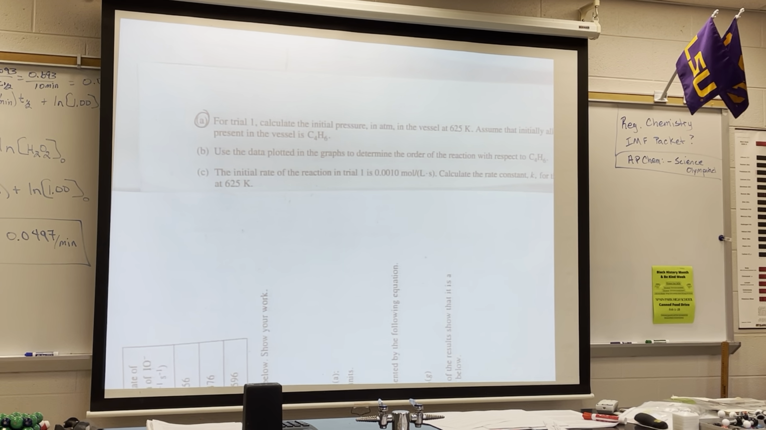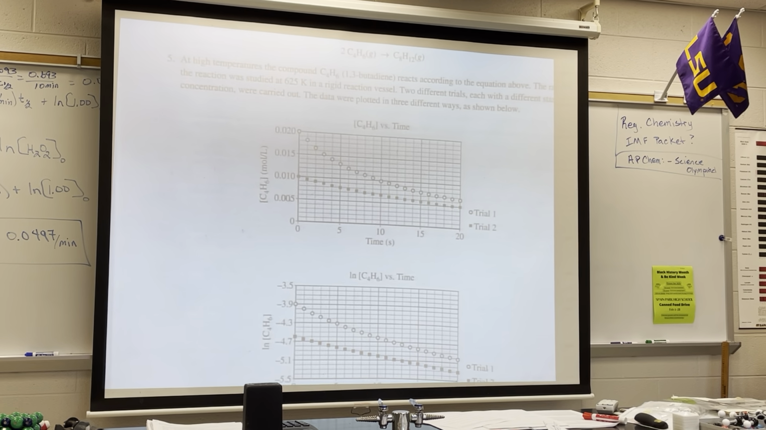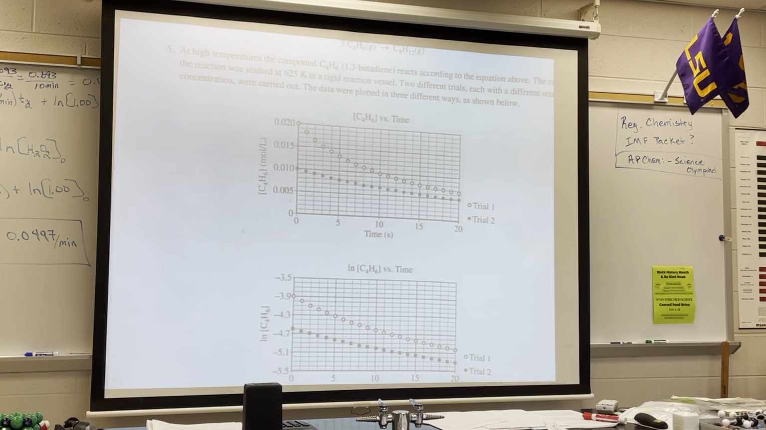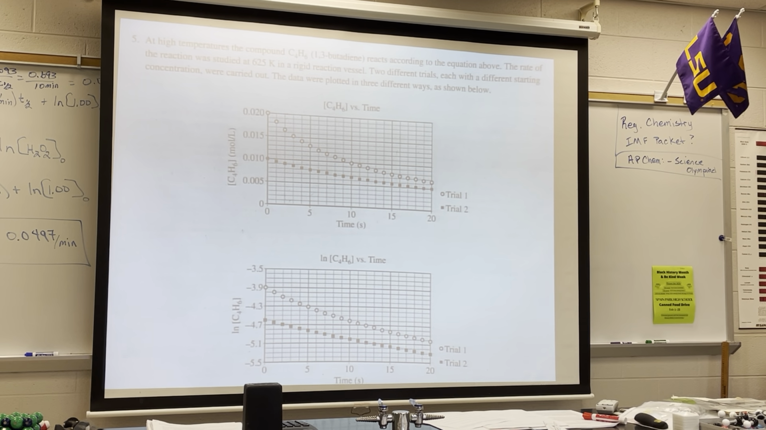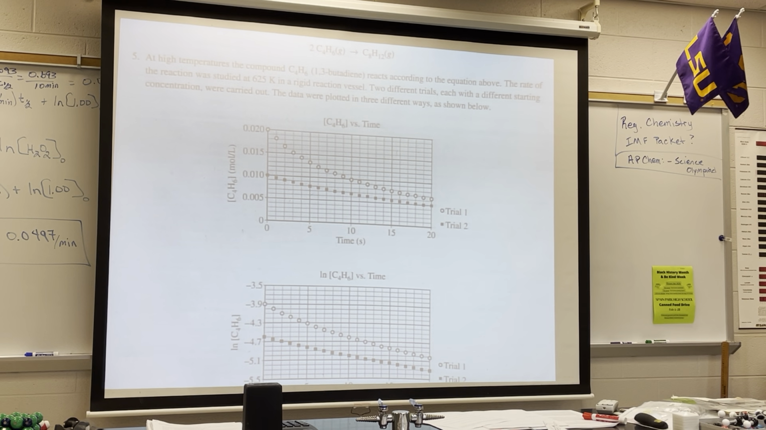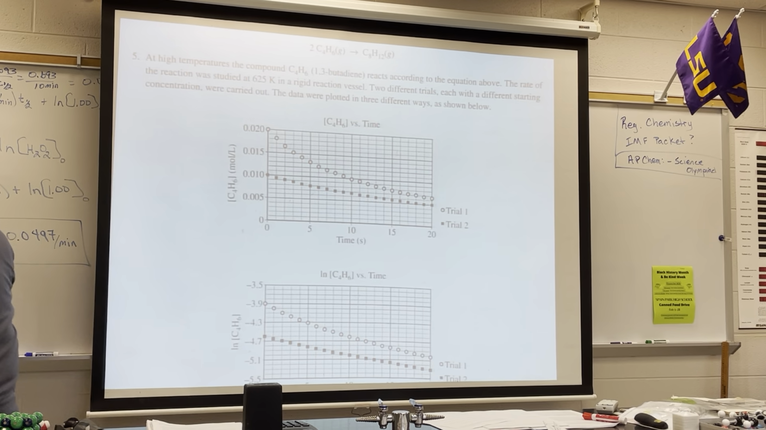Okay, for trial 1, the initial pressure in atmospheres in the vessel at 625. Calculate the initial concentration. Assume that initially all the gas present in the vessel is C4H6. So we have the temperature, and then we're given the pressure. What's the initial concentration? This is gas. It's an all gas reaction. So how can I get the concentration from the pressure?